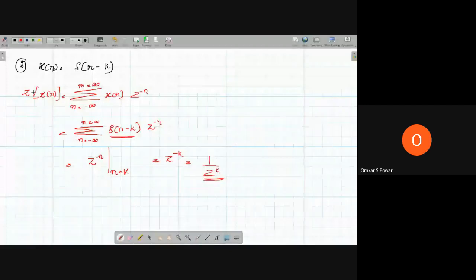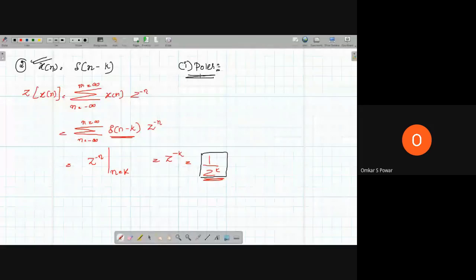So this you have to remember, z transform of x of n is 1 by z to the power of k. So now what are the other things we want? We want poles and we want ROC. In order to get the poles, what I suggested to you was to make the denominator equal to 0. So what is the denominator here? z to the power of k. So z to the power of k is equal to 0. This implies z is equal to 0. So you have a pole at z is equal to 0.